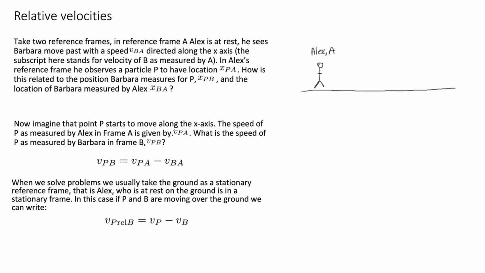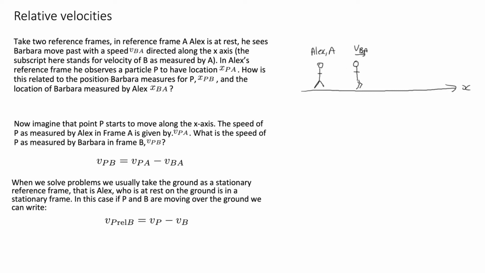Now he sees Barbara move past with a speed VBA. Here's Barbara. I'll try and draw her looking like she's moving a bit. She's moving this way with speed VBA, directed along the x-axis, so this here is our x-axis. The subscript stands for the velocity of Barbara measured by Alex.